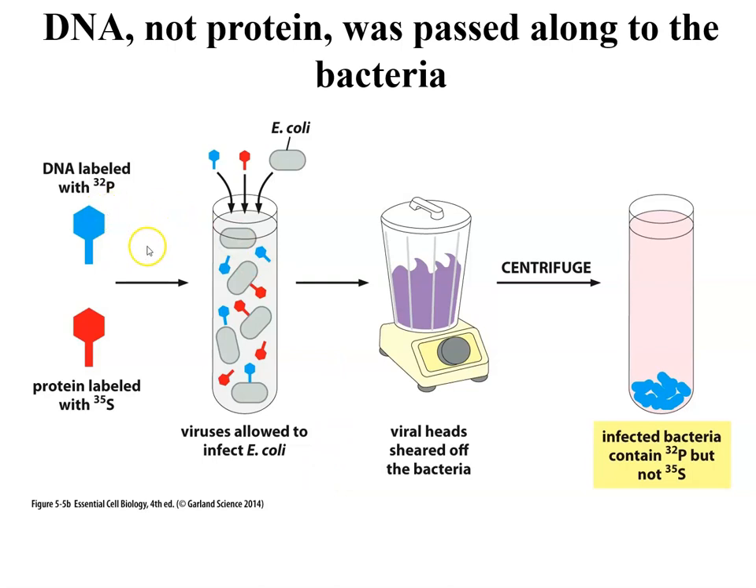Okay, so what you should have found out was that the infected bacteria contain the phosphorus but not the sulfur. That's what we were expecting. Earlier we were describing that the phosphorus is found in the DNA and the sulfur is found in the protein, which would have been in the supernatant with the labeled virus perhaps.